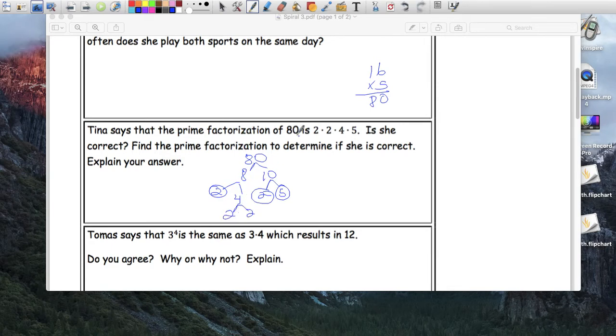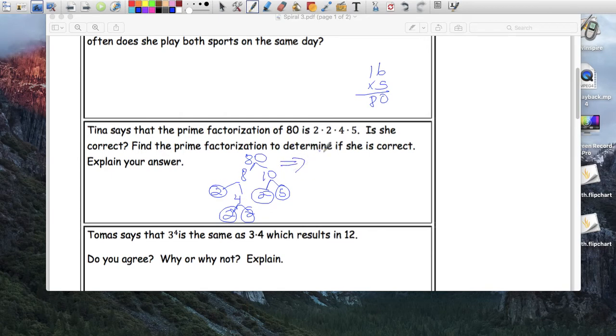Am I doing something wrong? 8, 2 and 5. 8 is 2 and 4. Okay, something I'm doing wrong. So here, 2 times 2 is... 10 times 2 is 20. 20 times 2 is 40. 40 times 2 is 80. Actually, this is correct. I don't know what I'm doing on the top.